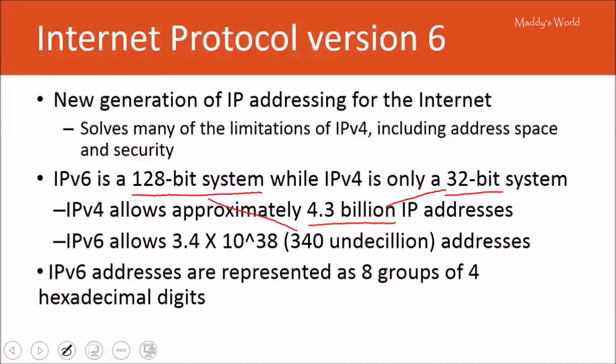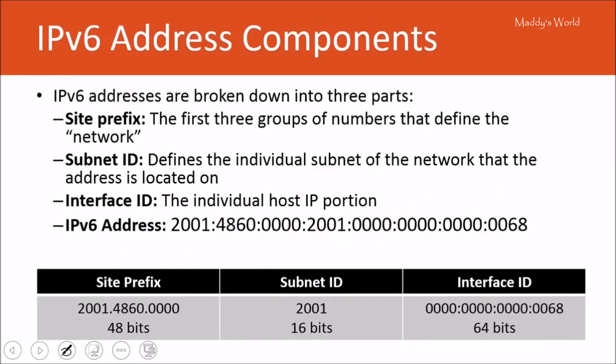And so IPv6 addresses are represented differently from IPv4 addresses. They're actually 8 groups of 4 hexadecimal digits. And so here we have a sample of an IPv4 address, okay?